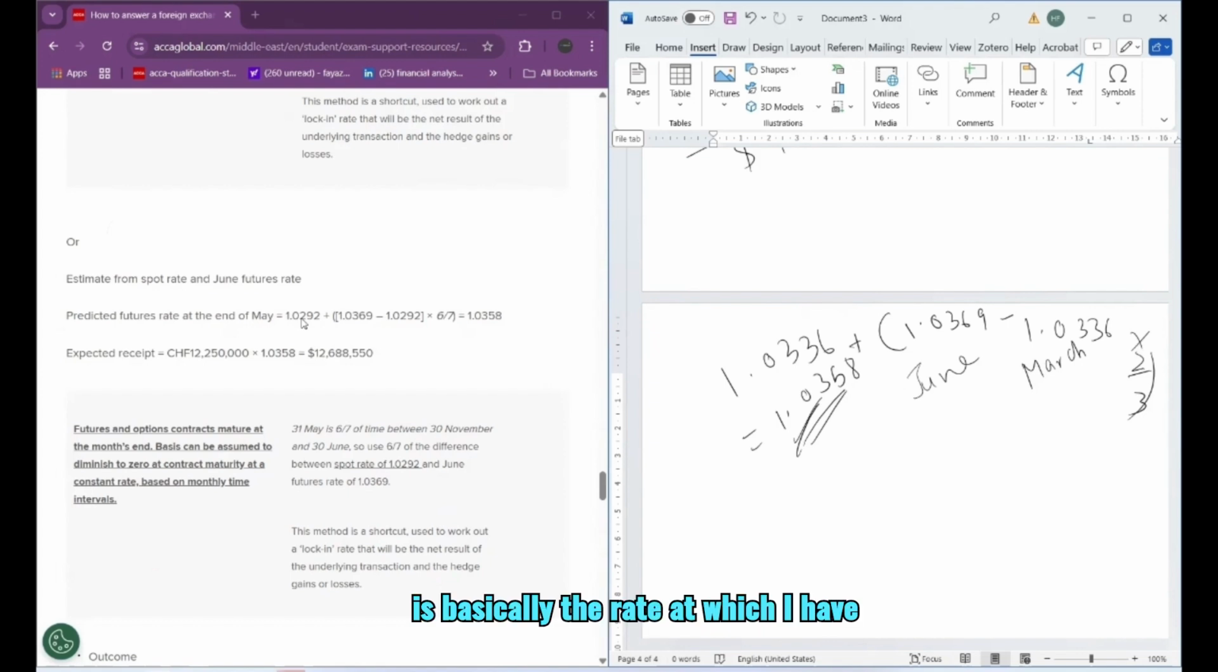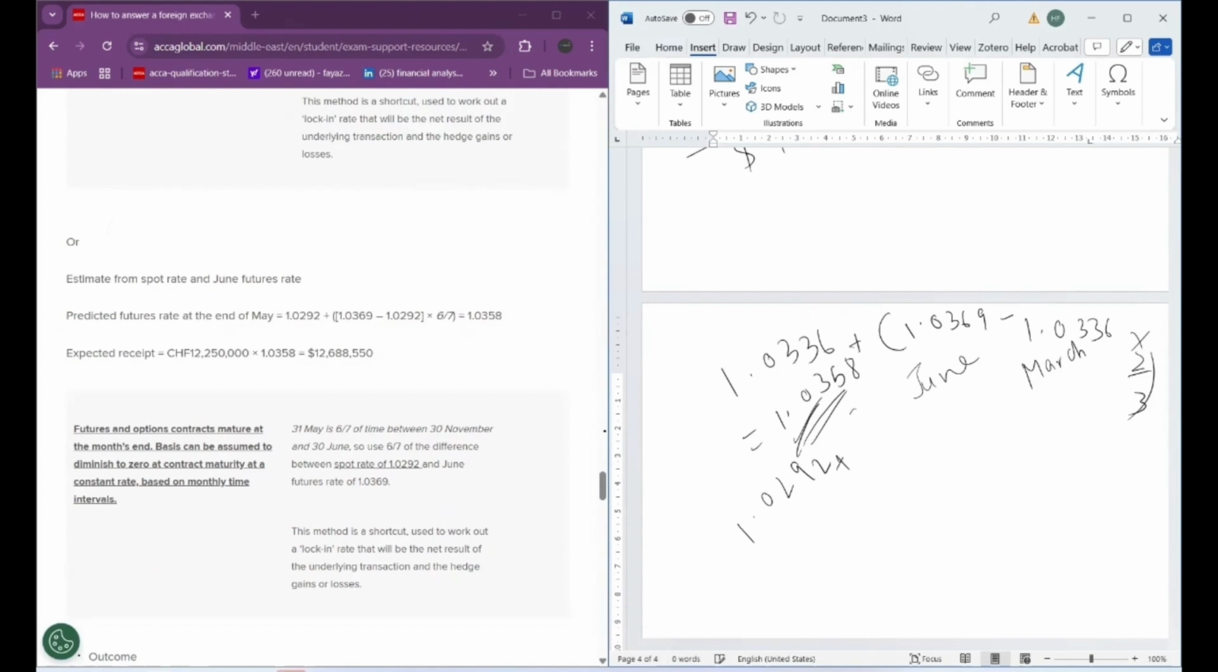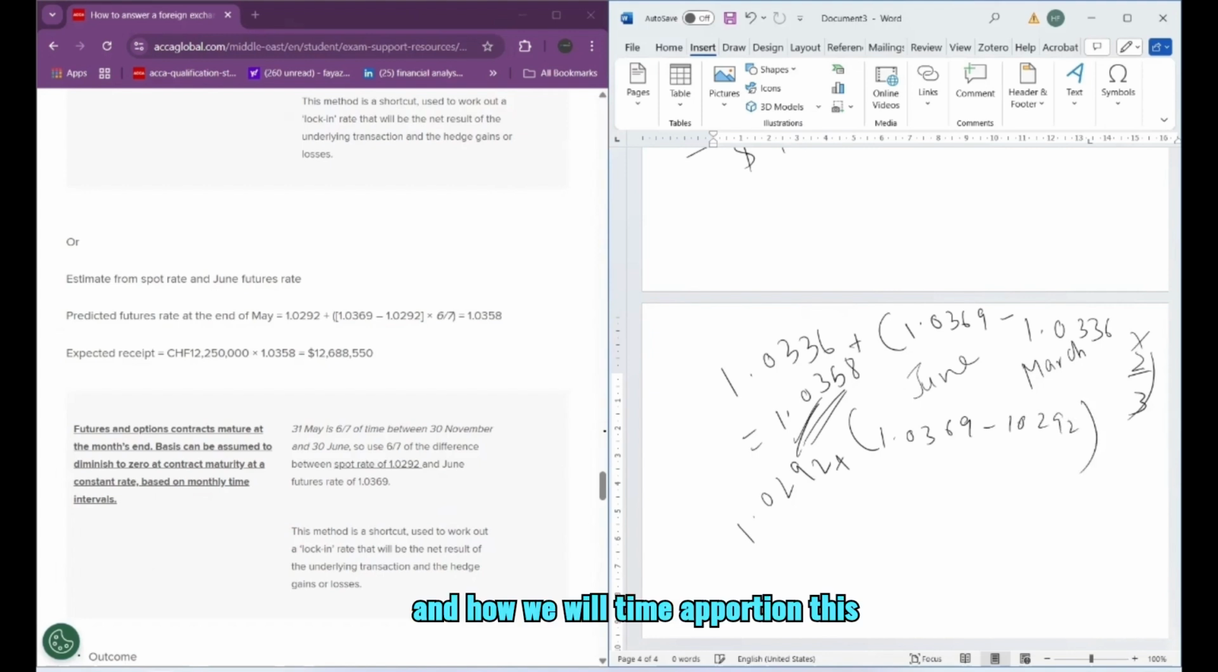The spot rate is basically the rate at which I have entered. That is on 30 November, today's date. So that date also you can adjust based on that as well. So the spot rate, 1.0292, that I already told you about, the bid rate, plus 1.0369, the June futures, 1.0369 minus 1.0292, and how we will time apportion this thing?